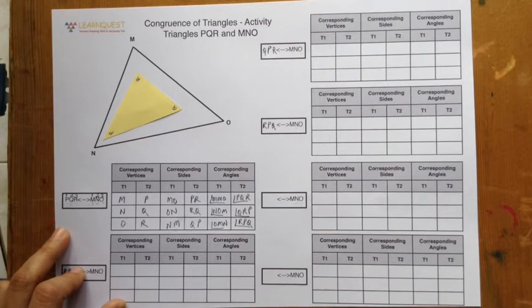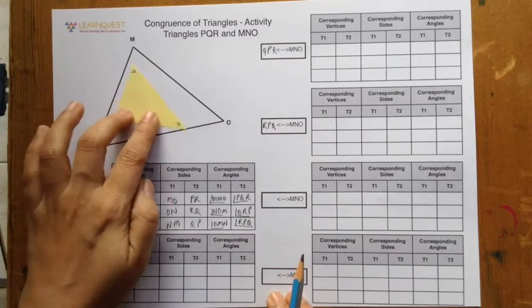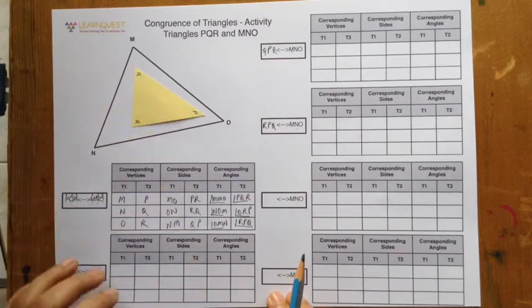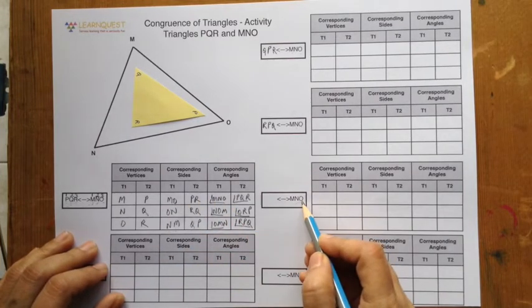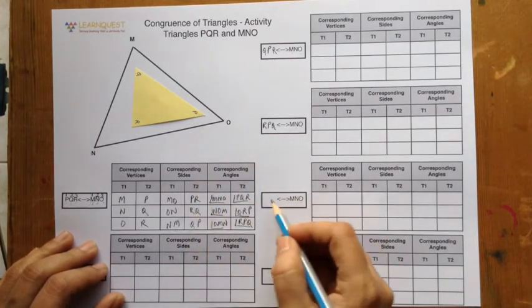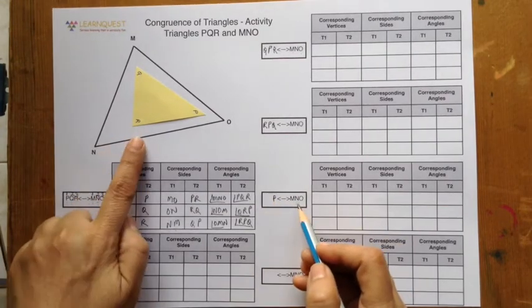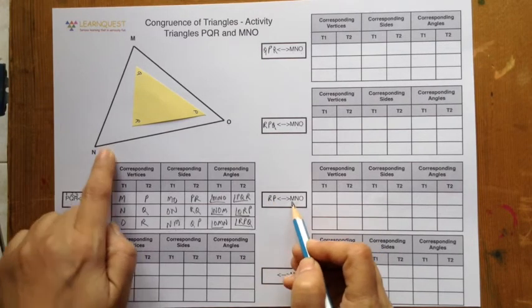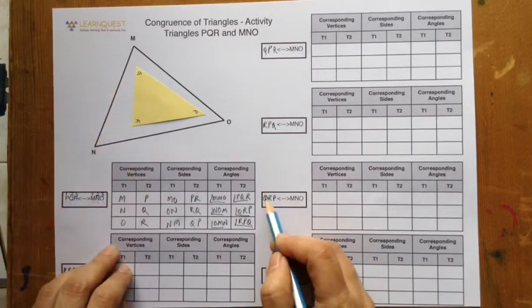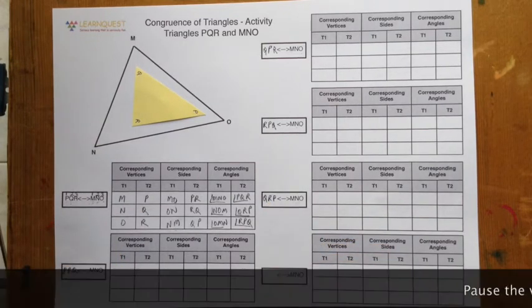Now let's map P with O. So now we have OP. Now let's see how to write the correspondence. O is in the third position, so P should also be in the third position. N is corresponding with R, so the second letter should be R, and M corresponds with Q, so the first letter should be Q. Now can you find all the correspondences for this orientation?